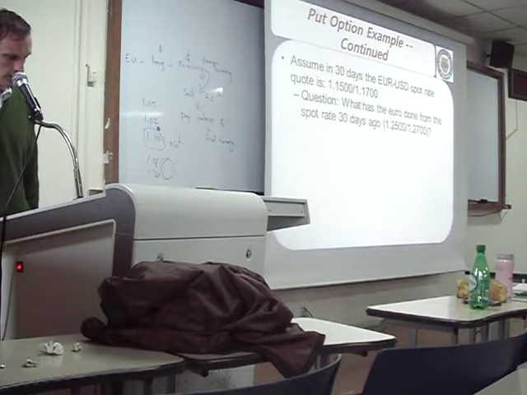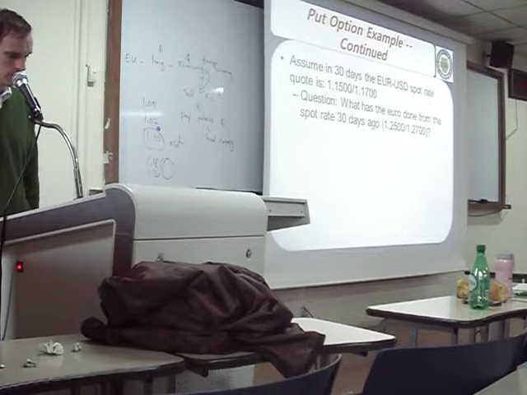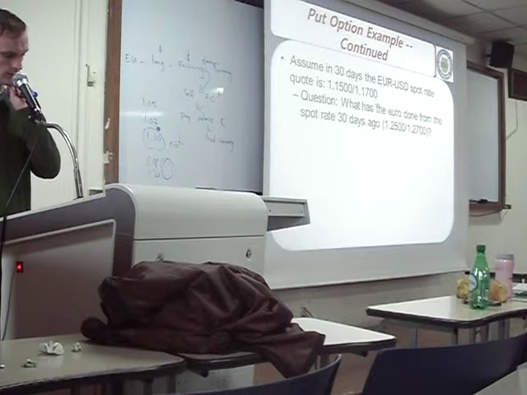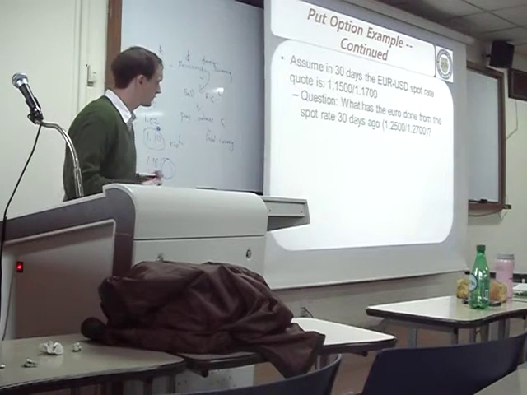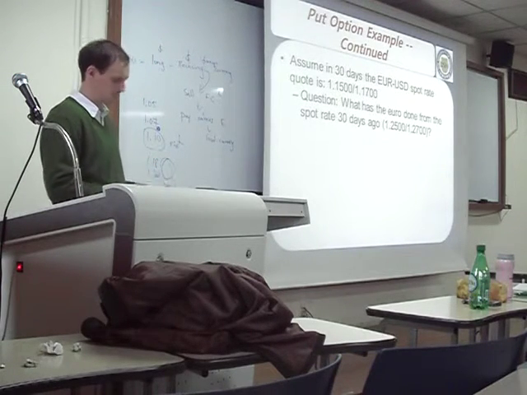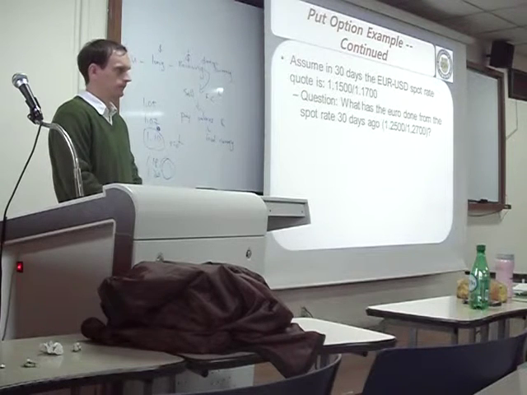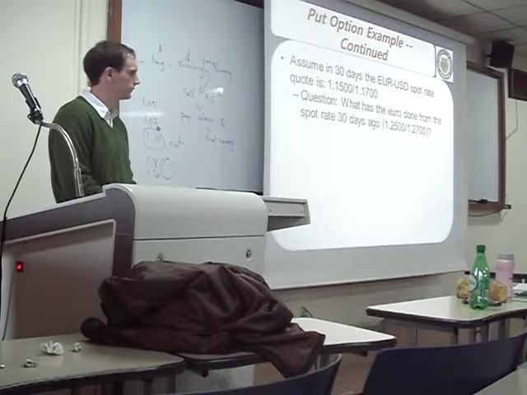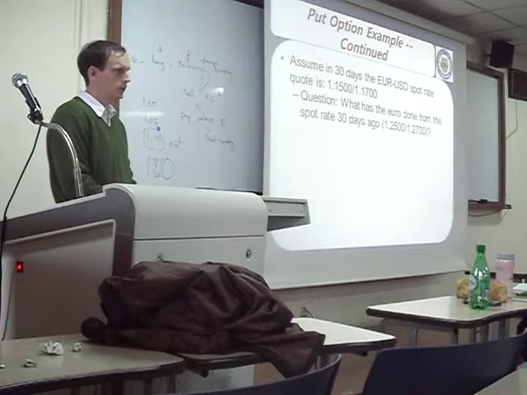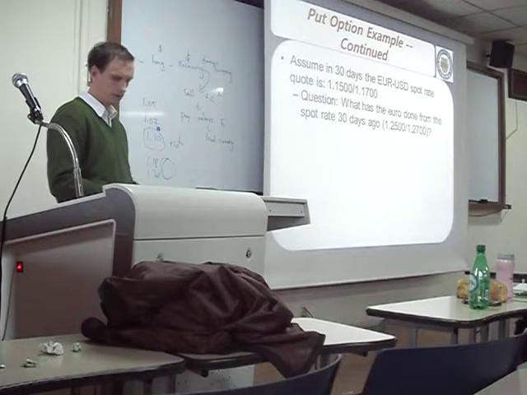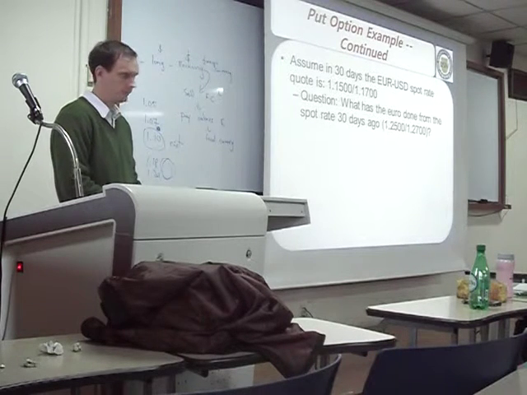So assume in 30 days the euro US dollar spot rate quote is now 115-117. So what has the euro done? Discuss with your partner. Did it get stronger or weaker? Am I getting more dollars or less dollars for my euros? Did the euro get stronger or weaker?